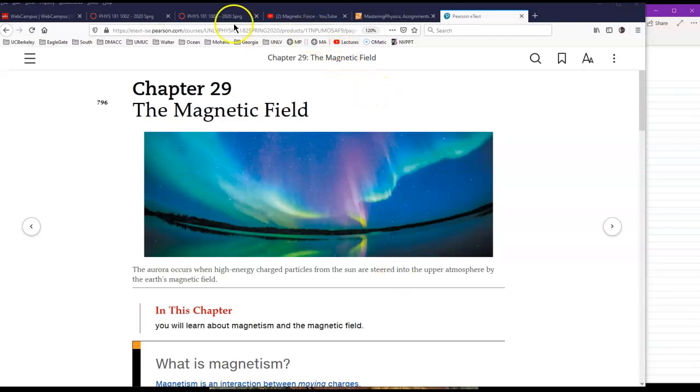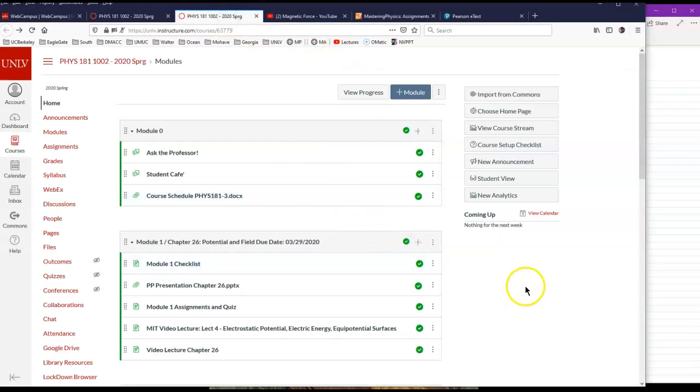Before I begin, I want to go back to the course. I have been getting email messages from students saying, when is the midterm exam? And to my surprise, since day 1, I have made announcements in class about the course schedule, which is located here under Module 0. Module 0 has 3 items here, and one of them is the course schedule.